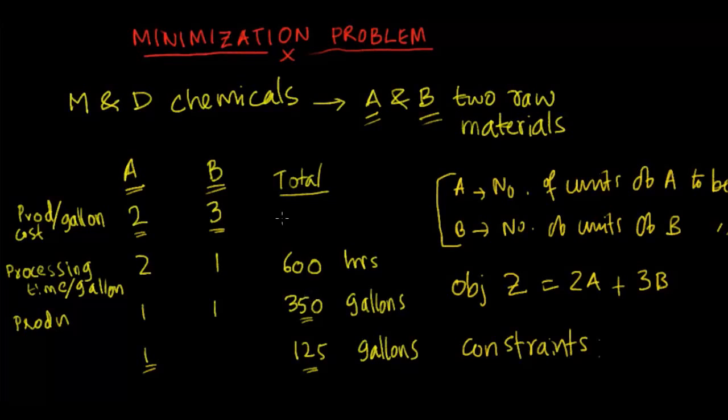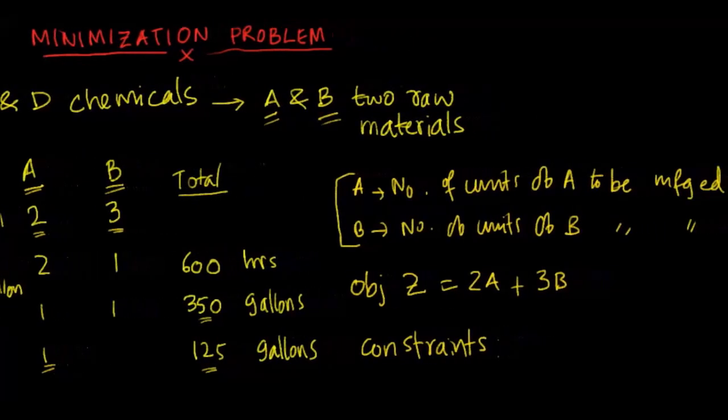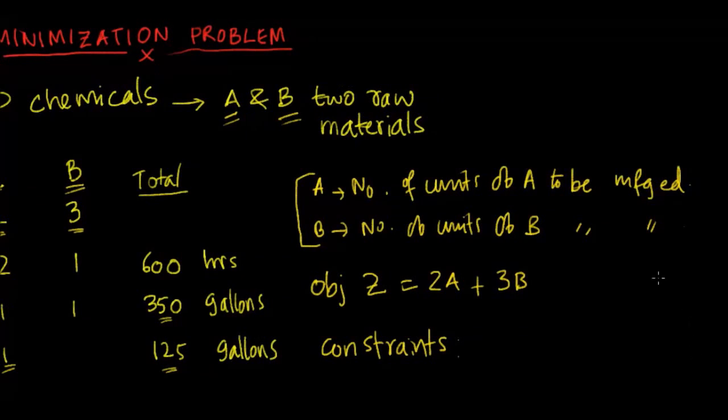As I had already mentioned in my maximization problem video, there are three components in formulating a linear programming problem. The first component is defining decision variables, as I have defined here. My decision variables are A and B. A stands for the number of units of raw material A to be manufactured. B stands for the number of units of raw material B to be manufactured. This is the first component of linear programming formulation.